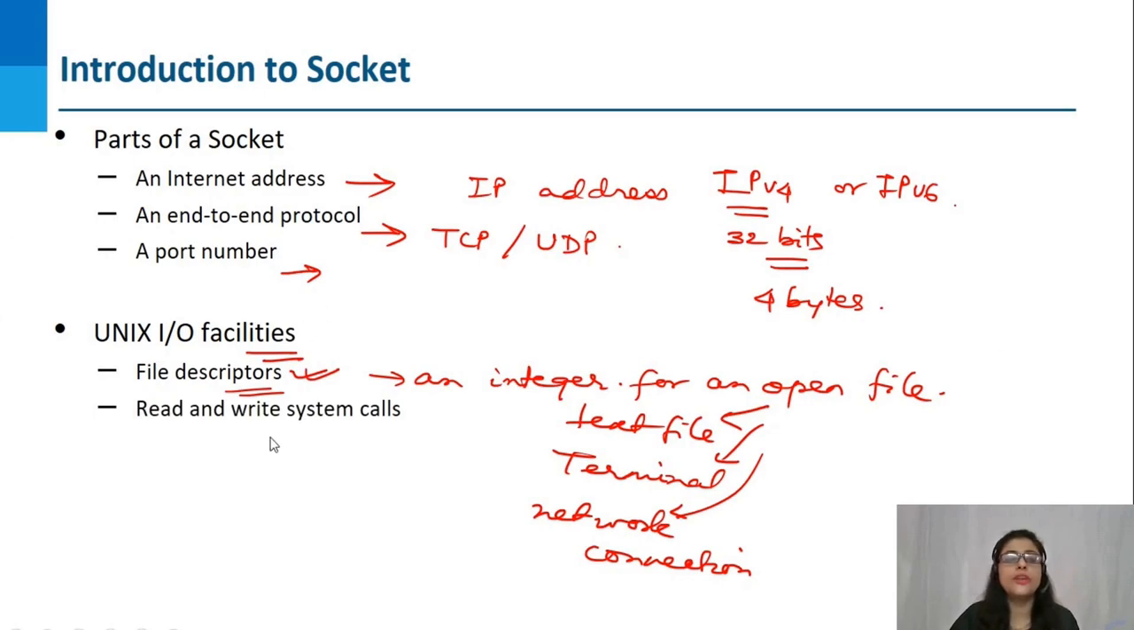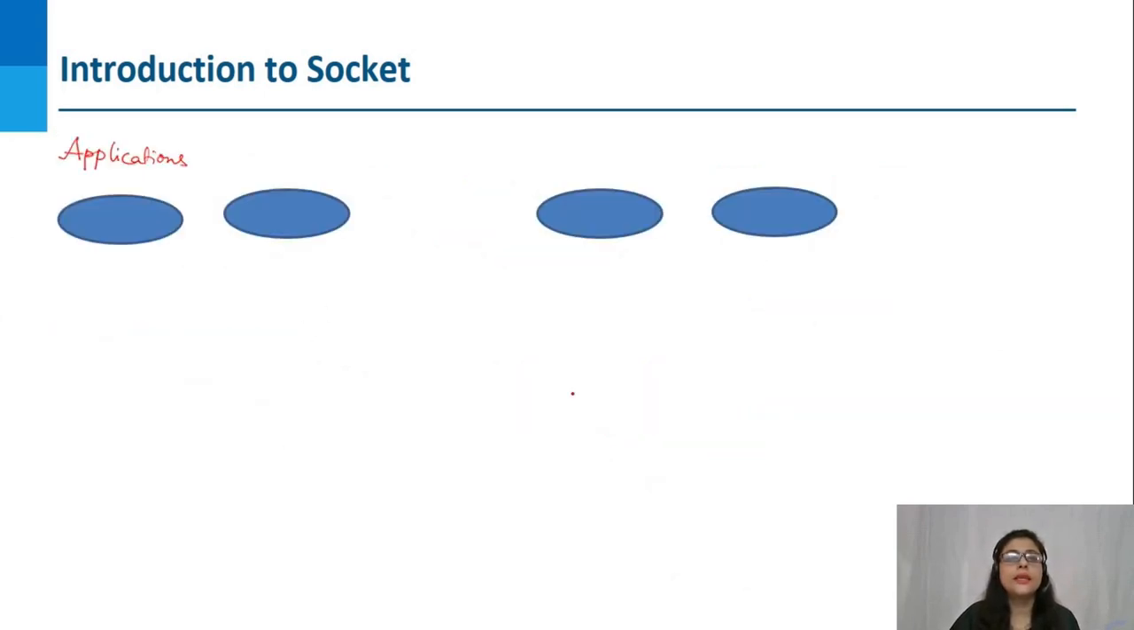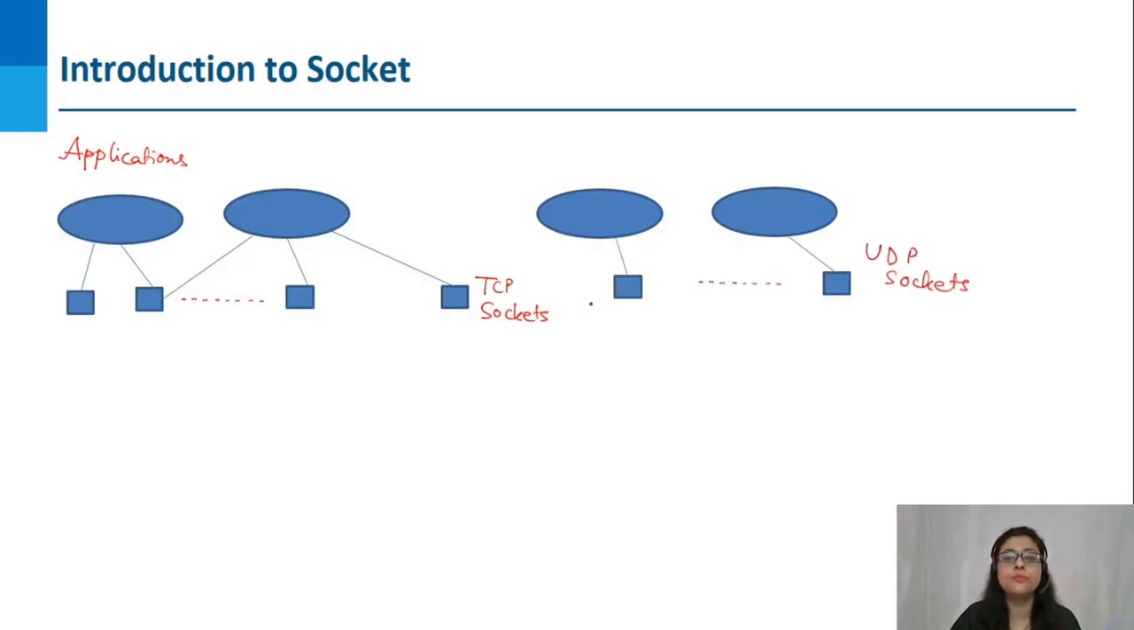Then we use the read-write system calls. Let us understand the pictorial representation of a socket having different applications. So these are the applications. From the applications, we have either the TCP sockets or we can have the UDP sockets. Then from the application, we have the descriptor references, or we call it the file descriptor references.